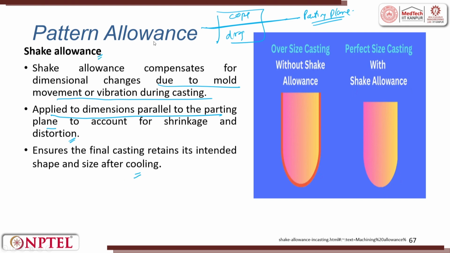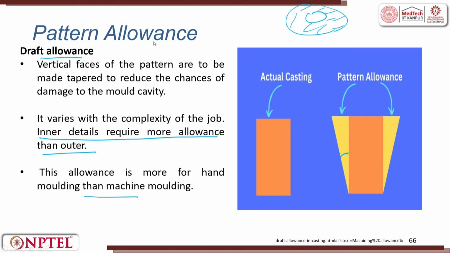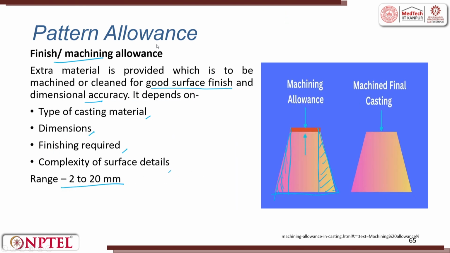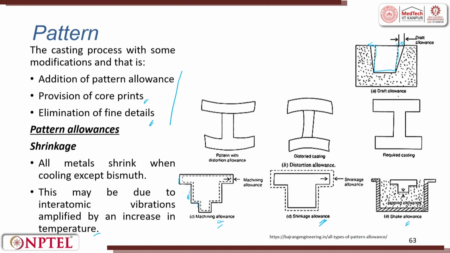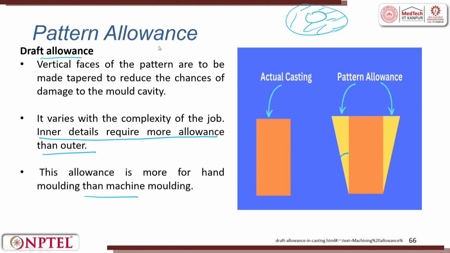So, what are all the allowances we have discussed till now? Shake allowance, draft allowance, machining allowance, and then we have talked about shrinkage allowance. So, 4 allowances we have talked about, and all these are given to the pattern such that the cast you make is good, right. What it means is the mold size will be slightly larger than the expected one, that is what you have to understand. And there can be taper, there can be sharp edges, there can be a flat projection, all these things will be removed when you make the final part.